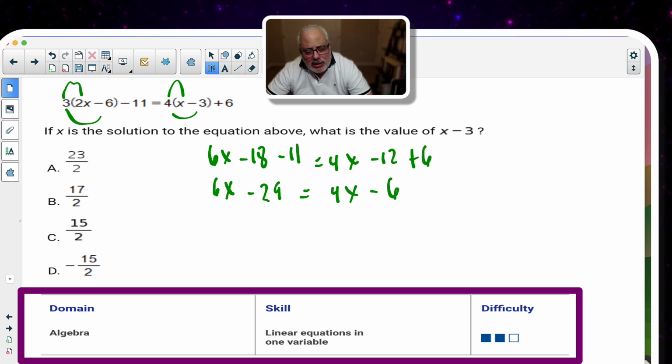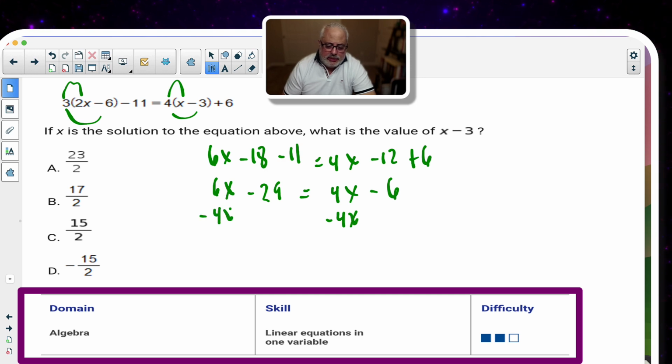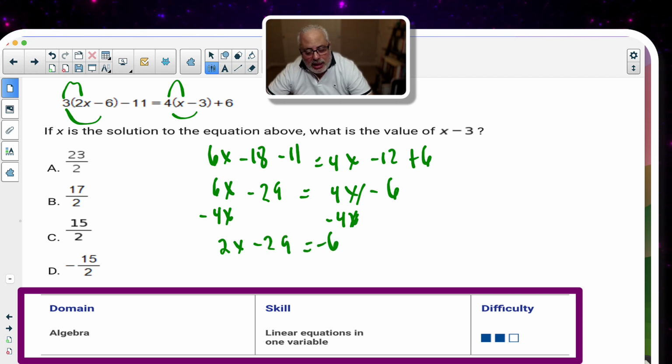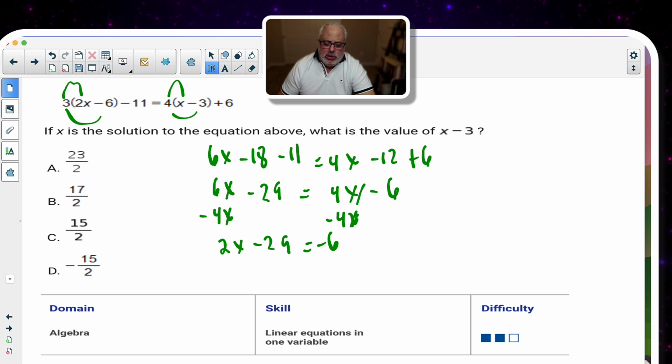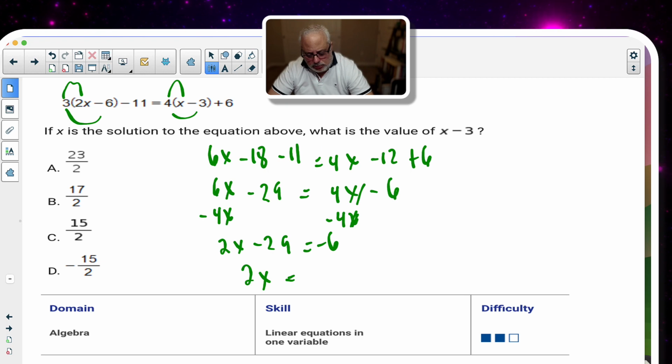Okay, we have a classic equation with variables on each side. I want to eliminate one of the x's. I usually eliminate the lowest coefficient, so minus 4x, in order to turn this into a two-step equation. So 2x minus 29 equals negative 6. It's your ability, I said that before, it's your ability to solve the equation fast. So we add 29 to both sides of the equation.